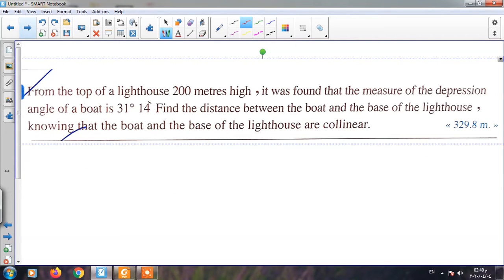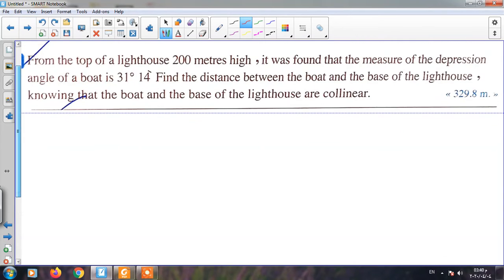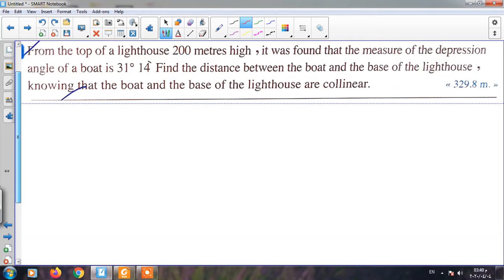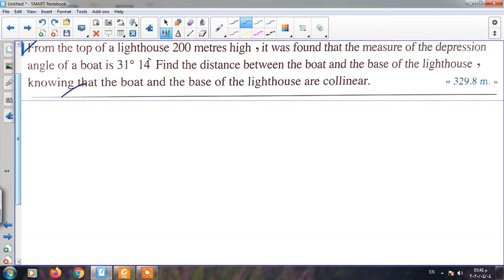From the top of a lighthouse 200 meters high. So we have a lighthouse 200 meters high. Let's draw. This is our lighthouse. Forever we have a right angle triangle. This year, next year you might have something else, but here we must have a right angle triangle.